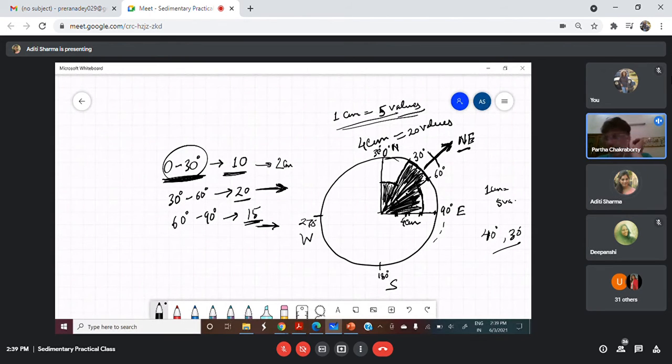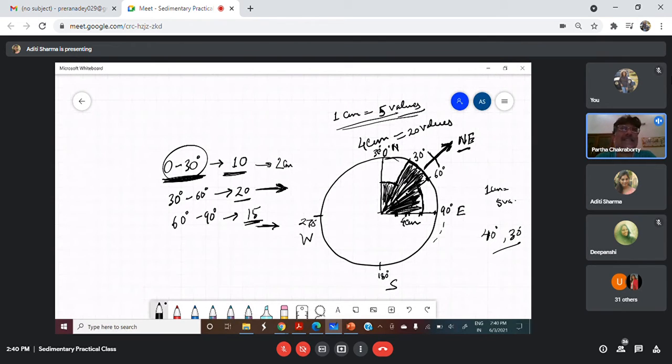I will just supplement a few things that Aditi has already discussed. What Aditi initially did was classify the data and the frequency. That is 10, 20, 15, these are the frequency, and 0 to 30, 30 to 60, these are class intervals. So you need to first see the data and make a table. In the table, one column will be class interval and the next column will be frequency. So you have to prepare a table first.